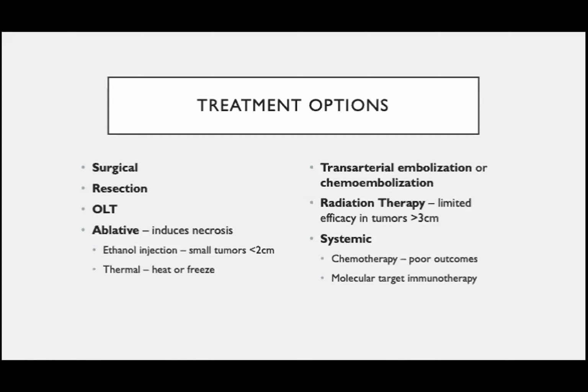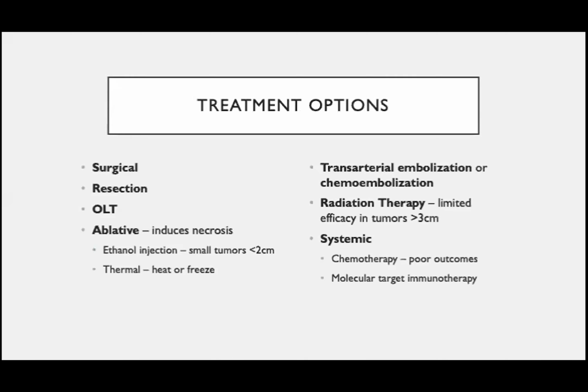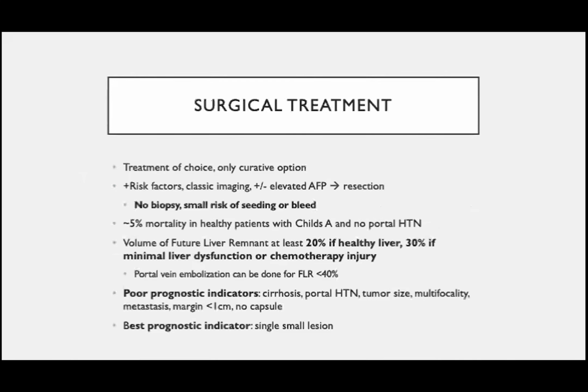Chemotherapy has poor outcomes, but there are some molecular targeted immunotherapies. Like I said, surgery is the treatment of choice. So all these are curative treatments that you just presented: resection, transplantation, or ablation if it's less than 2 centimeters. So surgical resection, OLT, and ablation if less than 2 centimeters.